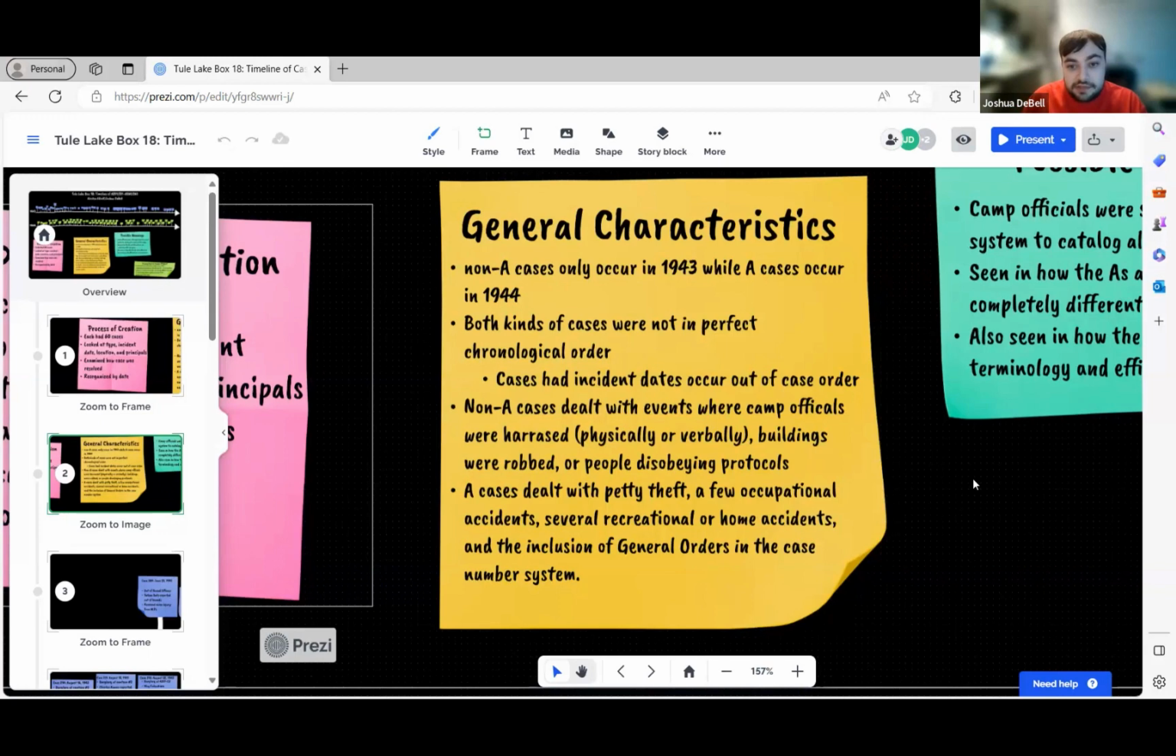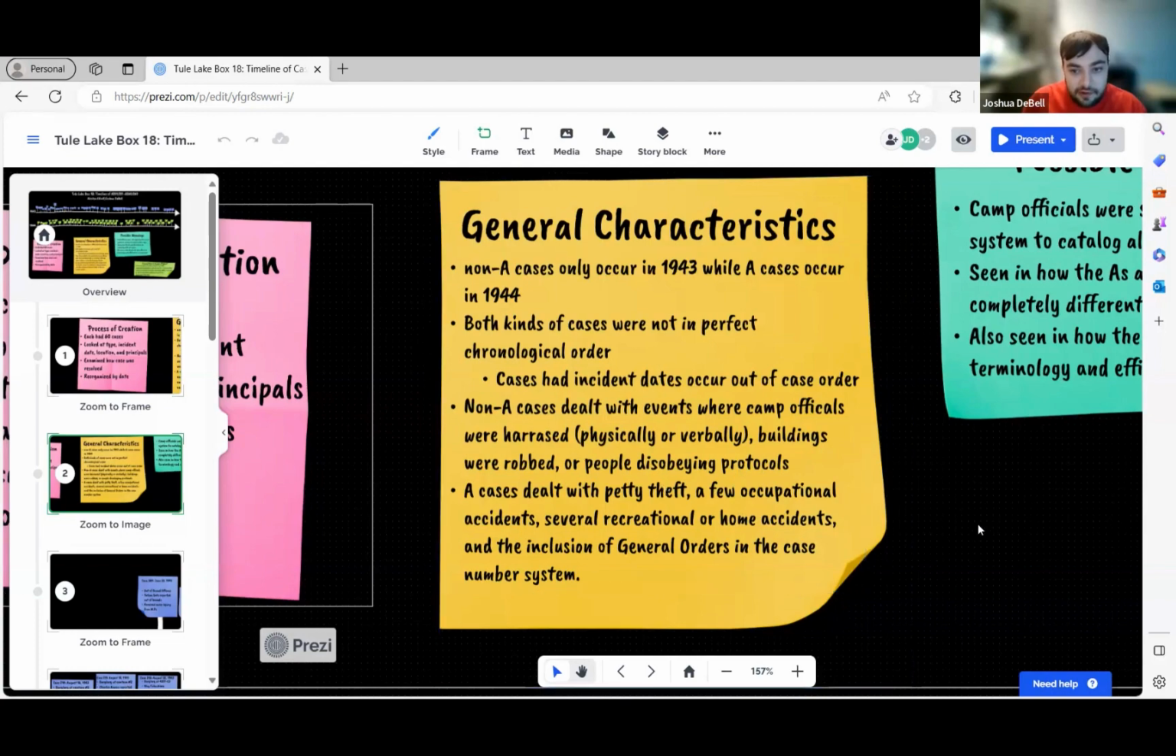And oftentimes, the buildings that were being stolen from were buildings that the WRA had set up, like the high school or the maintenance area or warehouses, things that were very integral to WRA control of the camp. And then finally, others dealt with people simply disobeying protocols, either being out of bounds or leaving projects on the camp that they were not meant to leave, or leaving without permission.